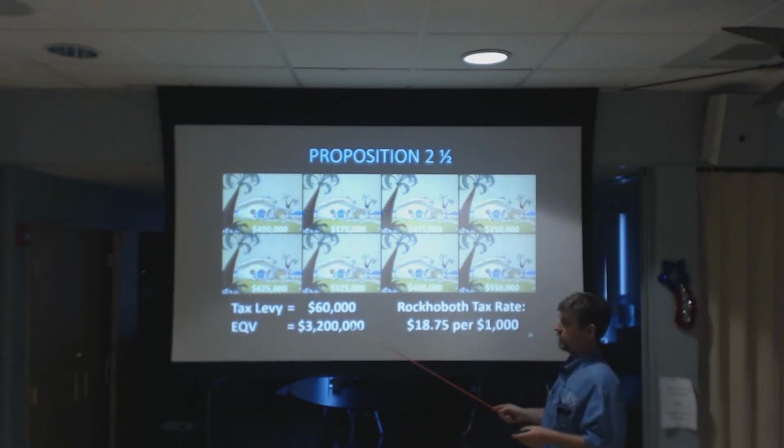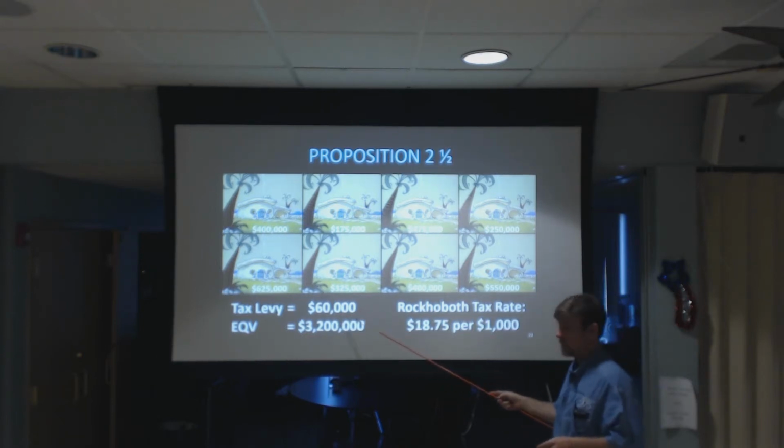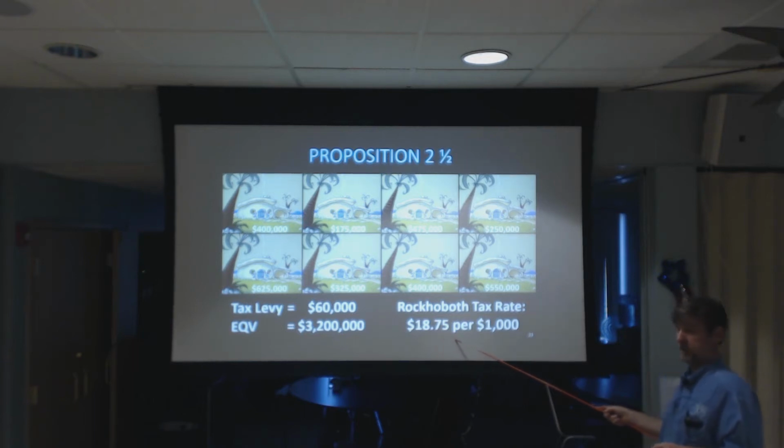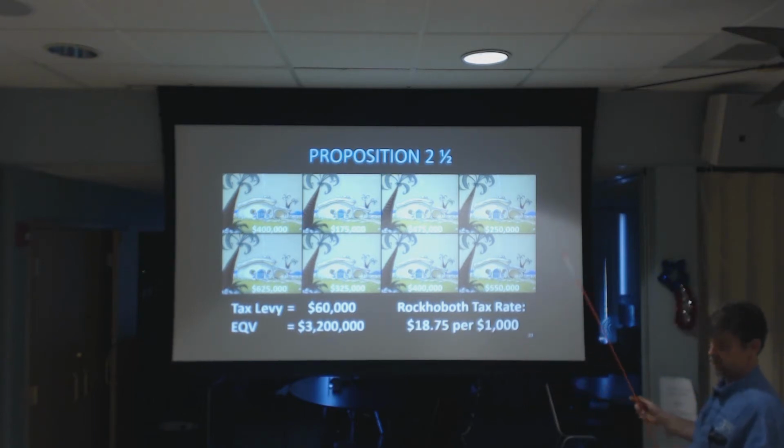So if the tax levy for Rockhovet is $60,000 and the EQV is 3.2 million, then the tax rate in Rockhovet is $18.75 per $1,000.